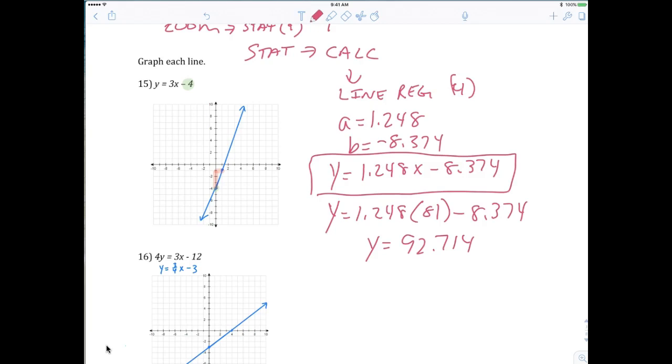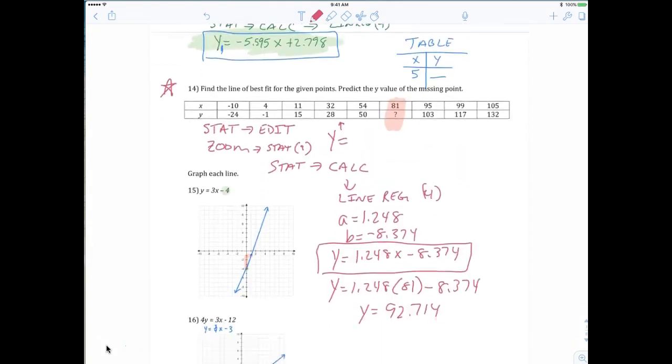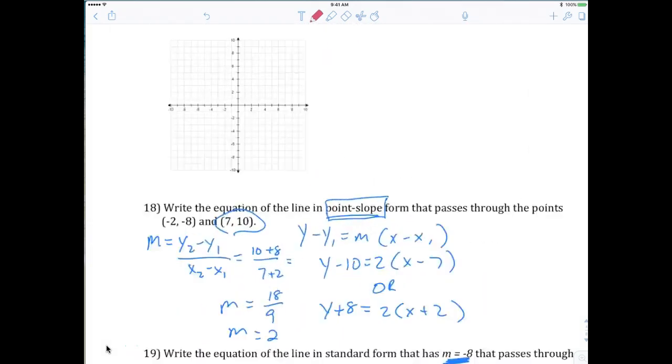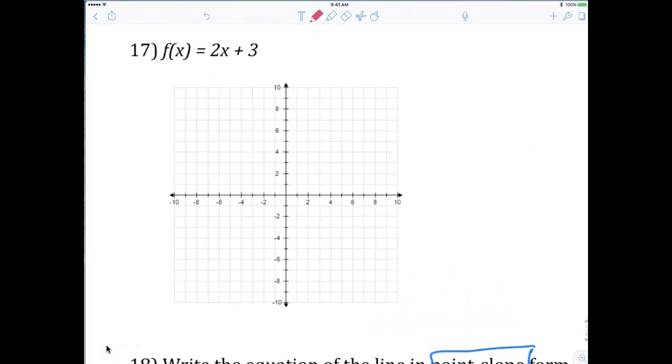Now, what I would like to do is I'm just scrolling down, trying to find a problem that I haven't done with the other class, and here we go, 17. So let's go to 17. And hopefully some of you went home and tried to do some of these problems. Now this is really old. If somebody asked you to graph y equals 2x plus 3, Freddie, what would you tell them to do? I'm on 17, the one that's on the board. What would I do?